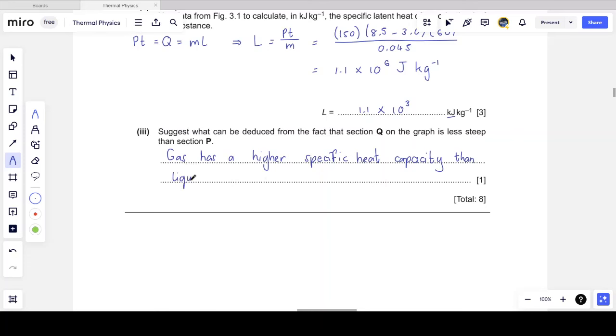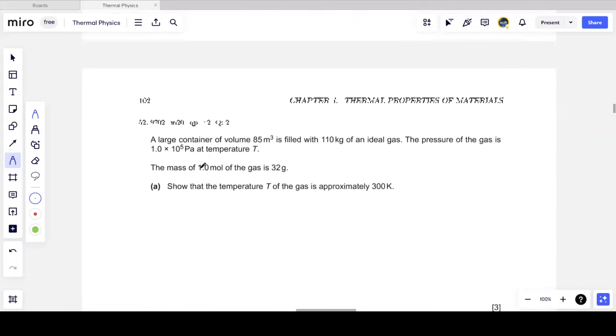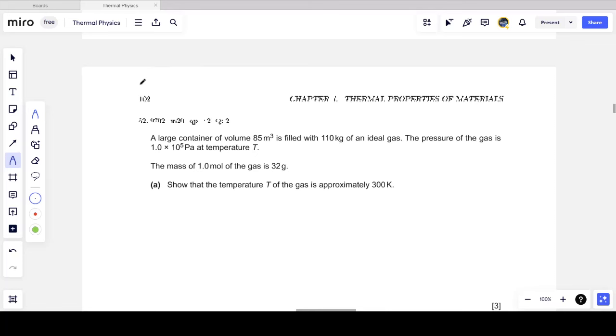And so that information from the graph, just the graph alone, can give you quite a lot of information. We can immediately see that the value for the specific heat capacity will be higher for the gas than it will be for the liquid in the same substance. That is a very interesting question. The questions generally in this topic tend to be quite interesting. Well, interesting for the person setting the exam, I guess, not so much for you.